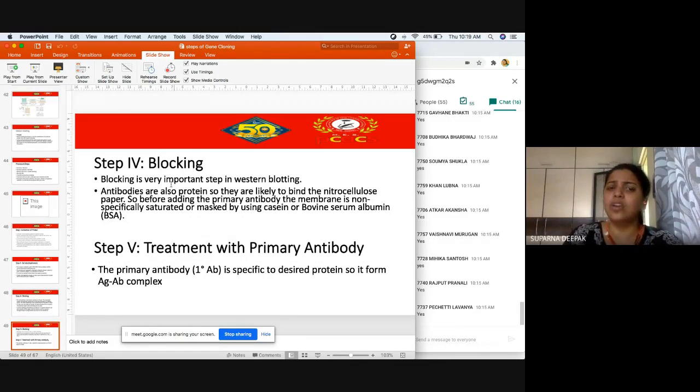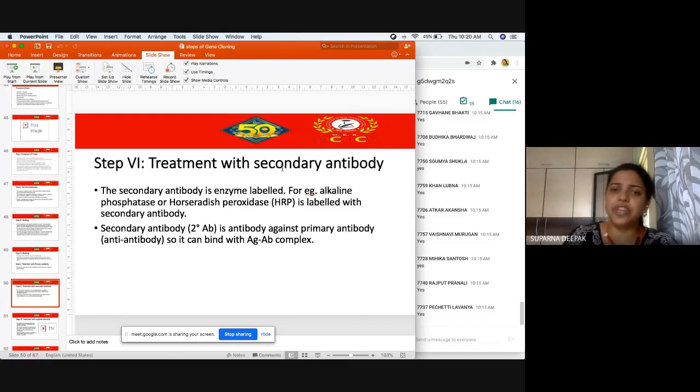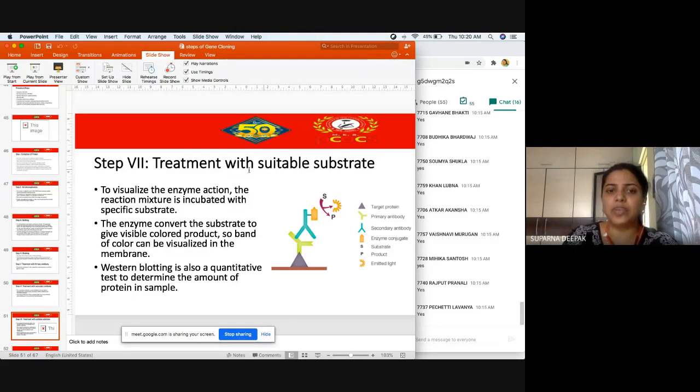Next is blocking. A very important step. Here the nitrocellulose membrane is blocked at the other parts so that the antibodies don't go and bind to other parts of your nitrocellulose. Then you give treatment with your primary antibody so that an antigen-antibody complex is formed. Then you give treatment with secondary antibodies which are labeled with enzymes like alkaline phosphatase or horseradish peroxidase, and then you interact with the suitable substrate. So you visualize the enzyme action. The reaction mixture is incubated with specific substrate. The enzyme converts the substrate to a visible colored product so that the band can be seen.